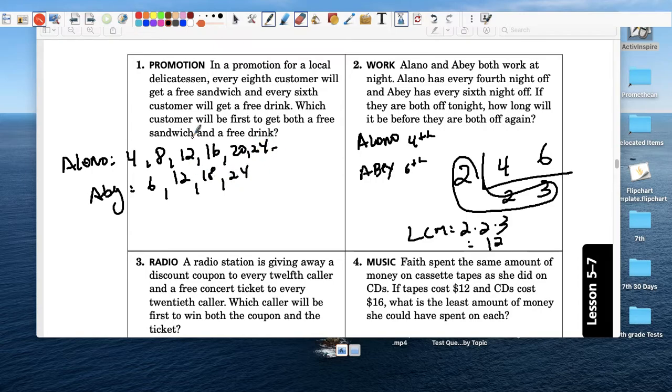So notice that on the 12th day, Alano and Abby have a break together. On the 24th day, they also have a break together. But the question asks for the earliest, so the first day they have a break together will be the 12th day.